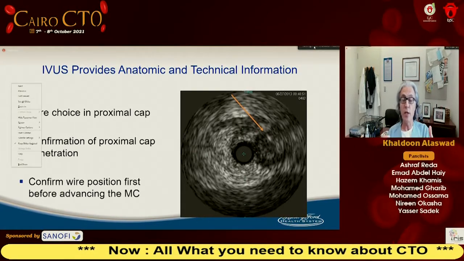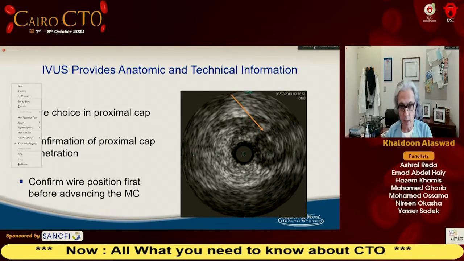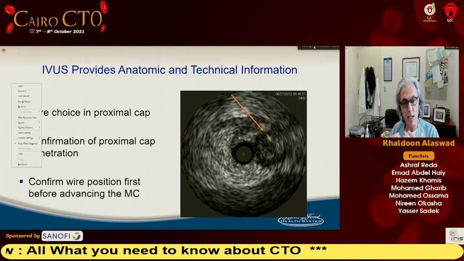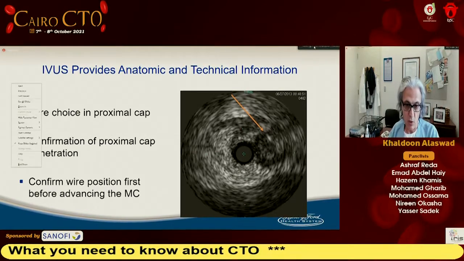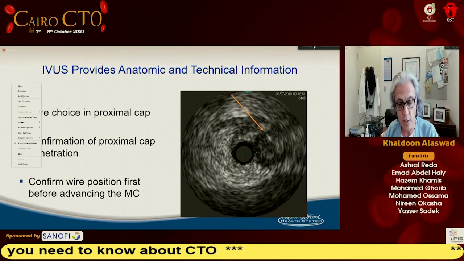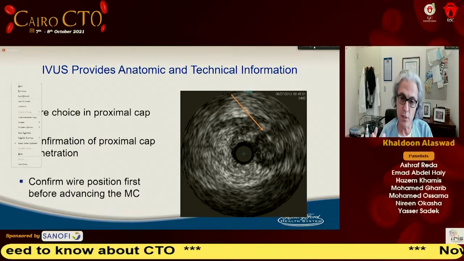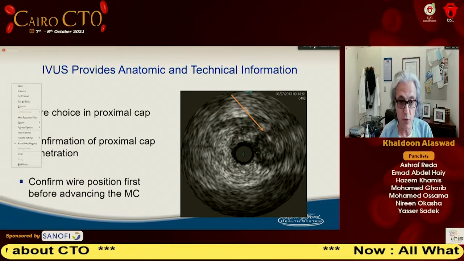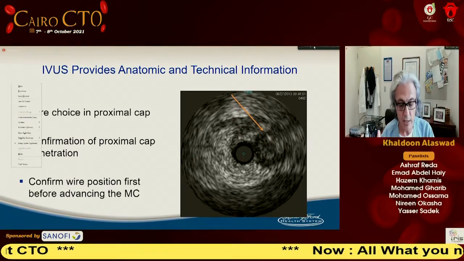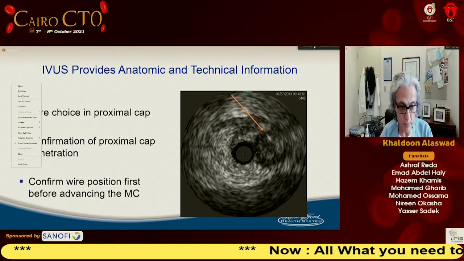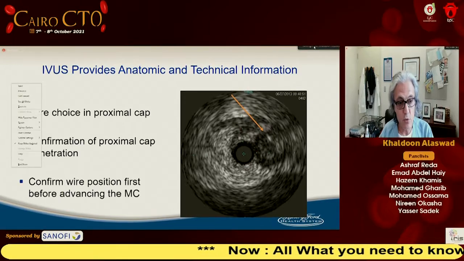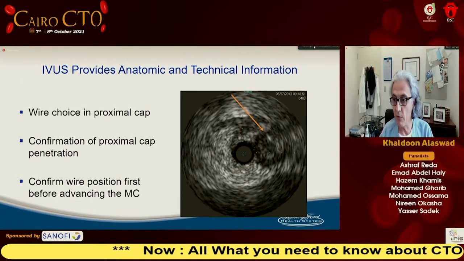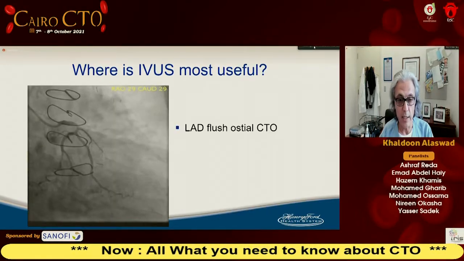So once you look at the cab, you can decide what kind of wire you use. Is this a cab very, very heavily calcified? Do you need a Confianza Pro 12 or a Hornet 14? Or is this a cab where you can actually go with a Gaia 2nd or Gaia 3rd or Gaia 1st? And sometimes you discover you can actually use a polymer jacketed wire. And after you do that, basically the IVUS can confirm to you that you are in the cab.